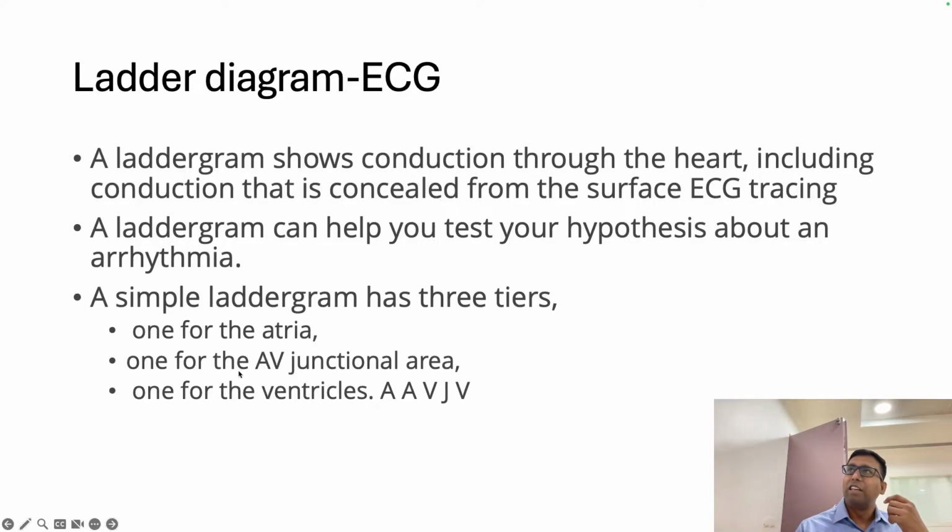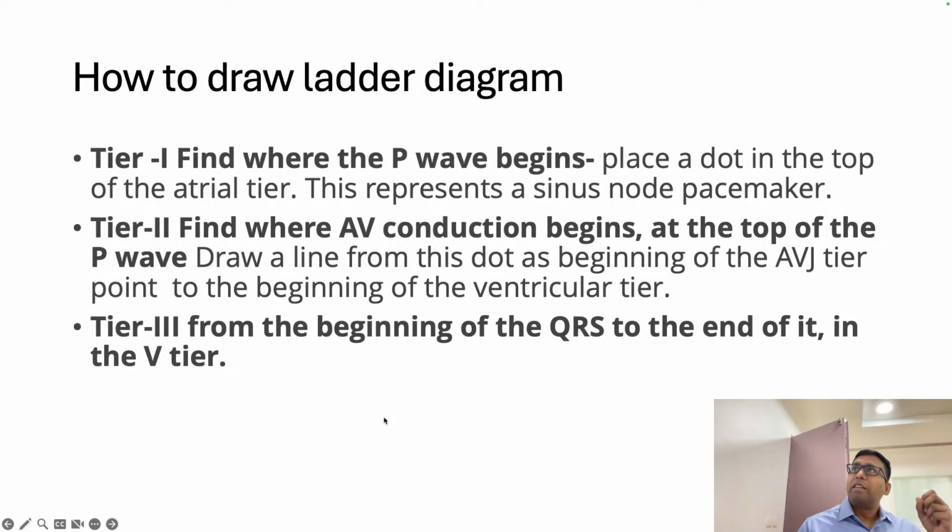So three tiers. The first tier will give the atrial activation, the second tier will give the junctional activity, and the third tier will give the ventricle. In tier 1, whenever we are taking the ECG, we have to pinpoint the activity which has started. Find where the P wave is and begin by placing a dot at the top of the atrial tier. This represents the sinus nodal pacemaker, when the activity has started there.